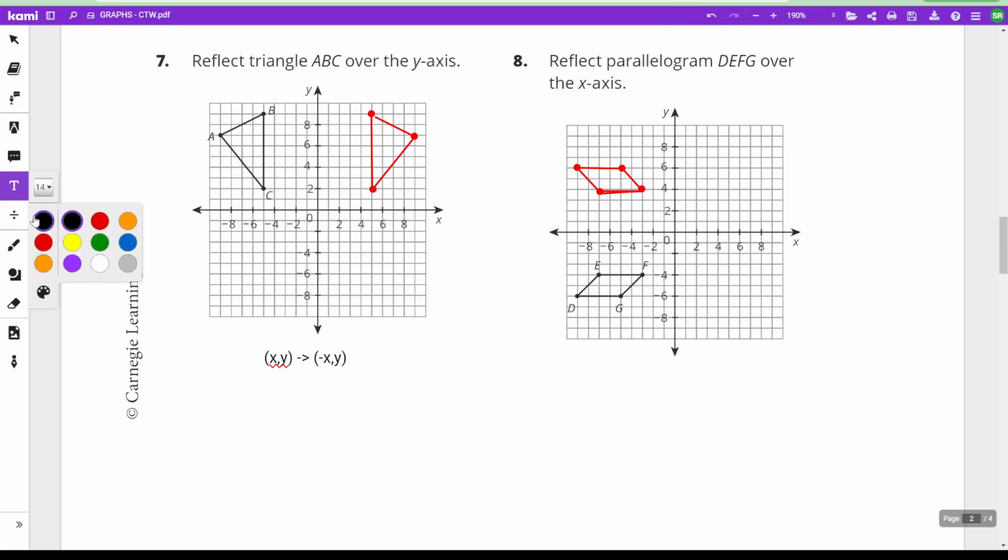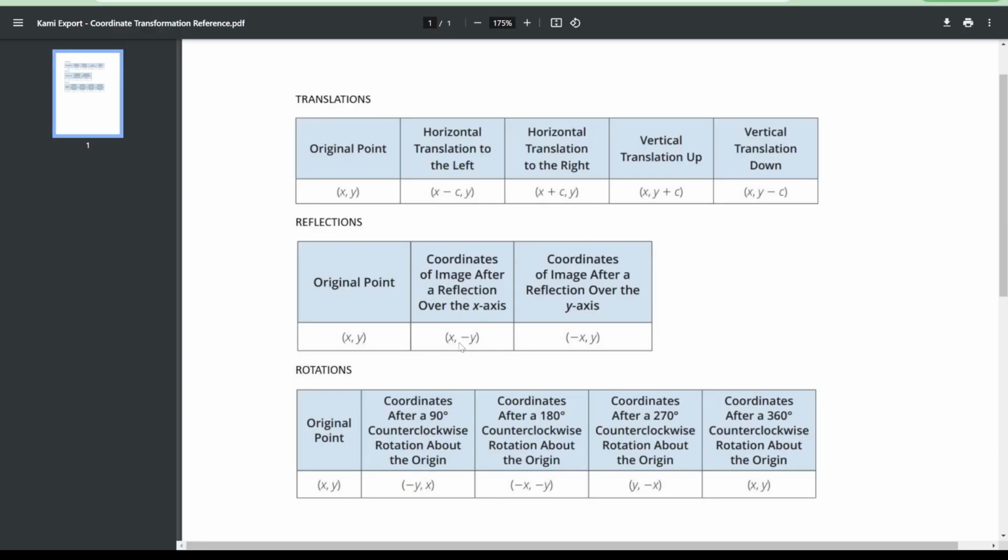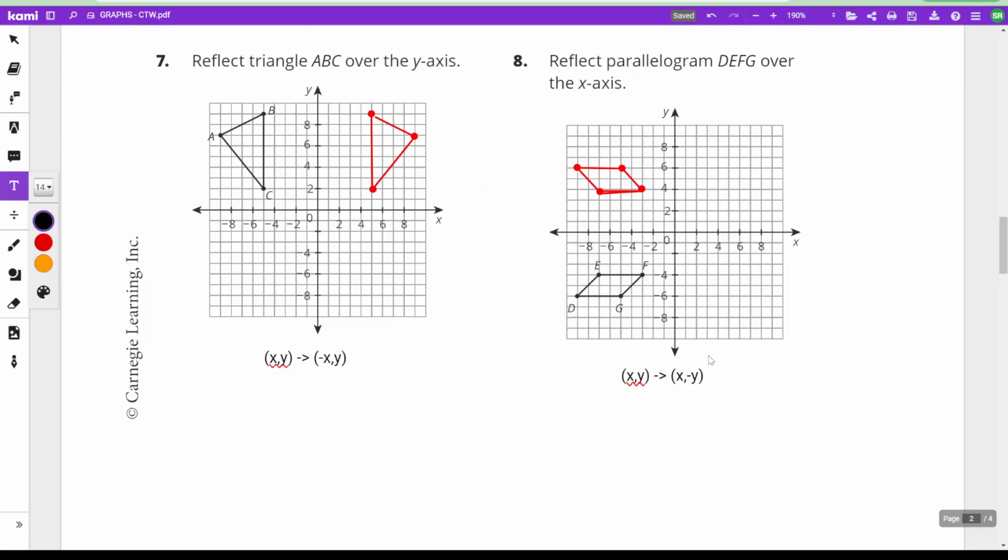Now to describe this transformation, it's pretty much just going to be the opposite of what it was before. And you can see this on your coordinate transformation reference sheet, that our xy's are going to be transformed such that our x values have stayed the same, but our y values have changed signs. And just to confirm, we come over here and we see that same thing.